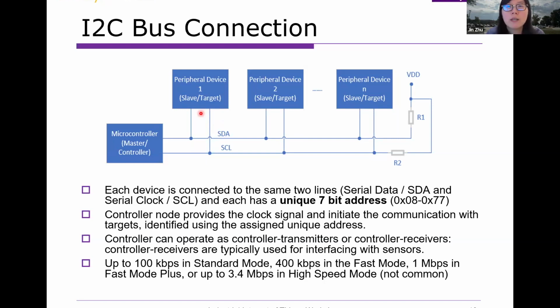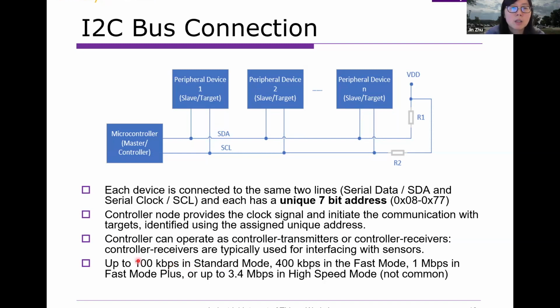Okay, and each device connected to that I2C controller has a unique 7-bit address. You cannot have device 1 and device 2 with the same address. Then they're going to cause an issue because they don't know who is who anymore, right? So the controller node, or the microcontroller in this case, will be either your NodeMCU or your Raspberry Pi. It is going to provide the clock signal and also initiate the communication with the target using that assigned unique address. So it will basically tell you, okay, now the address 0x18, please send me the data, okay?